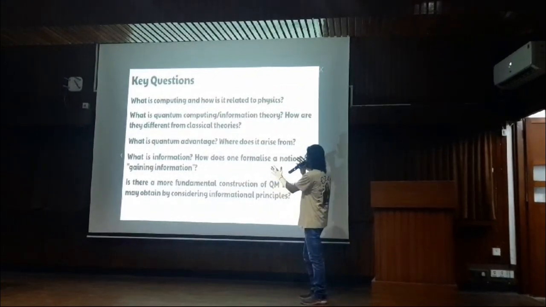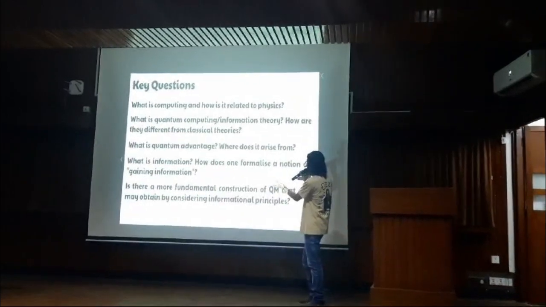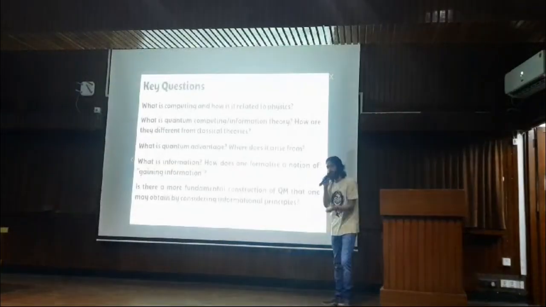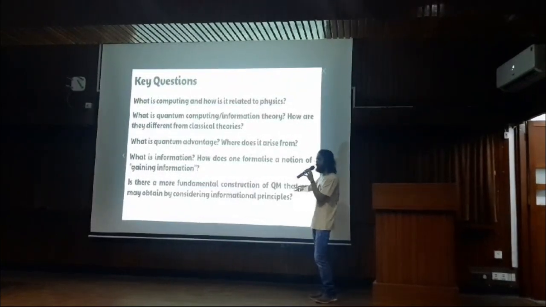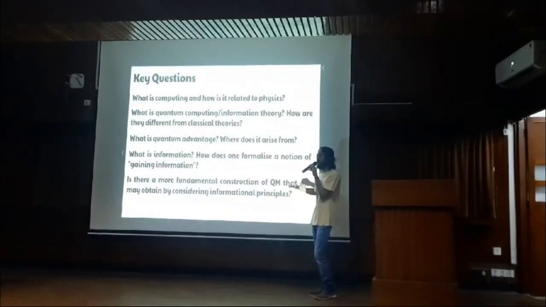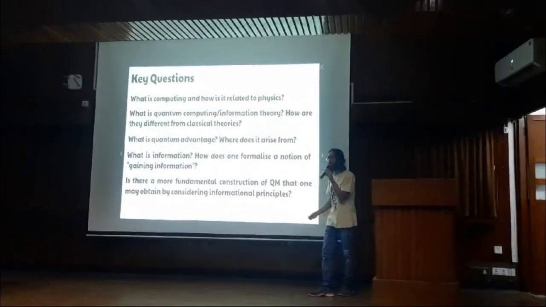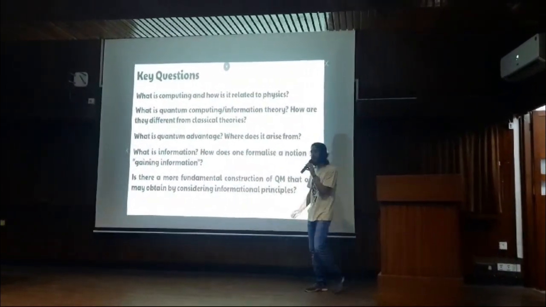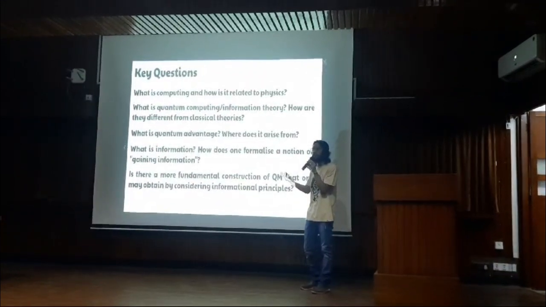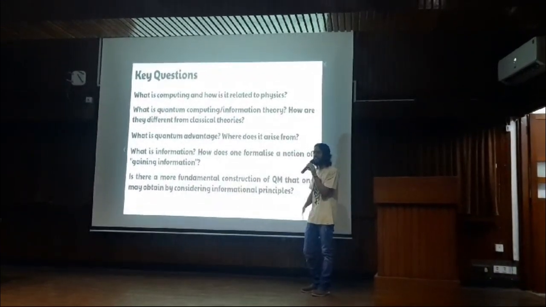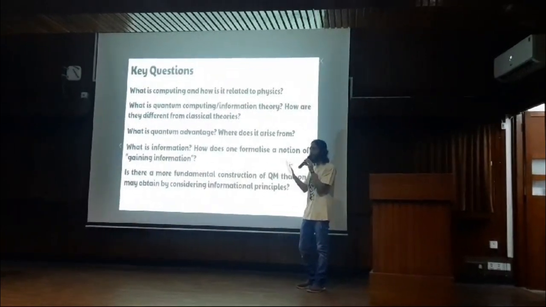Is there a more fundamental construction of QM with informational principles? This is the last topic I'm going to speak about. For the few of you who have taken a quantum mechanics course so far, I'm sure you've been perplexed when it starts off with a list of five arbitrary rules about density matrices or state vectors and the rule about measurements.